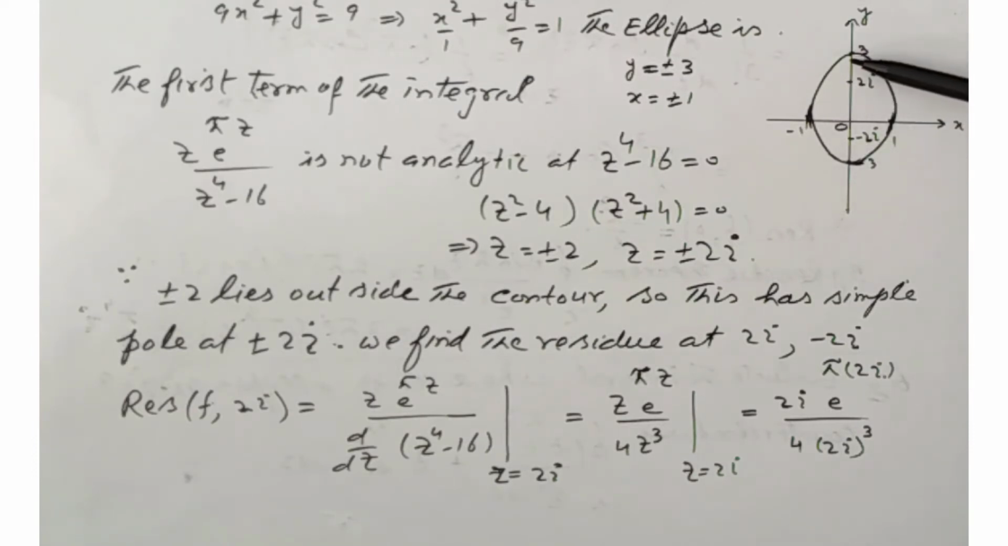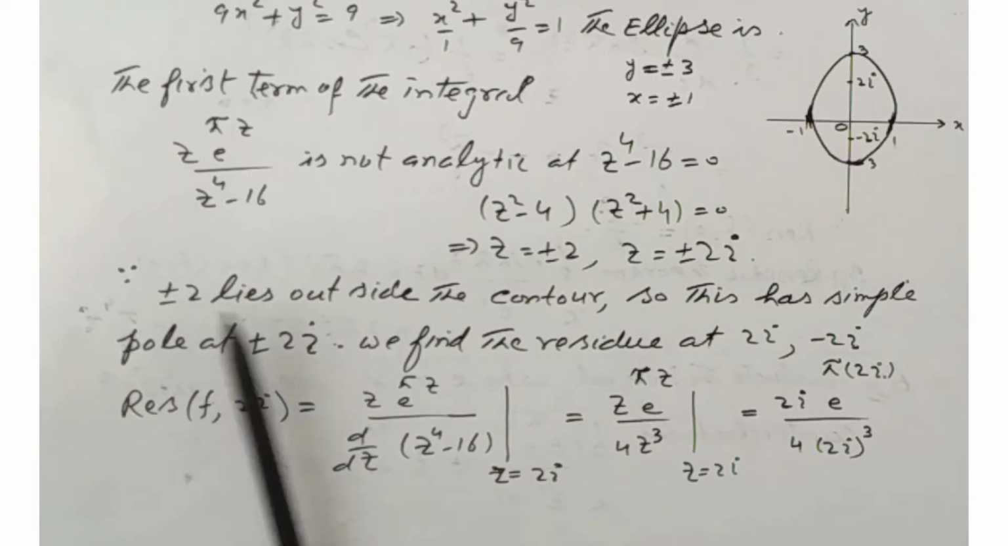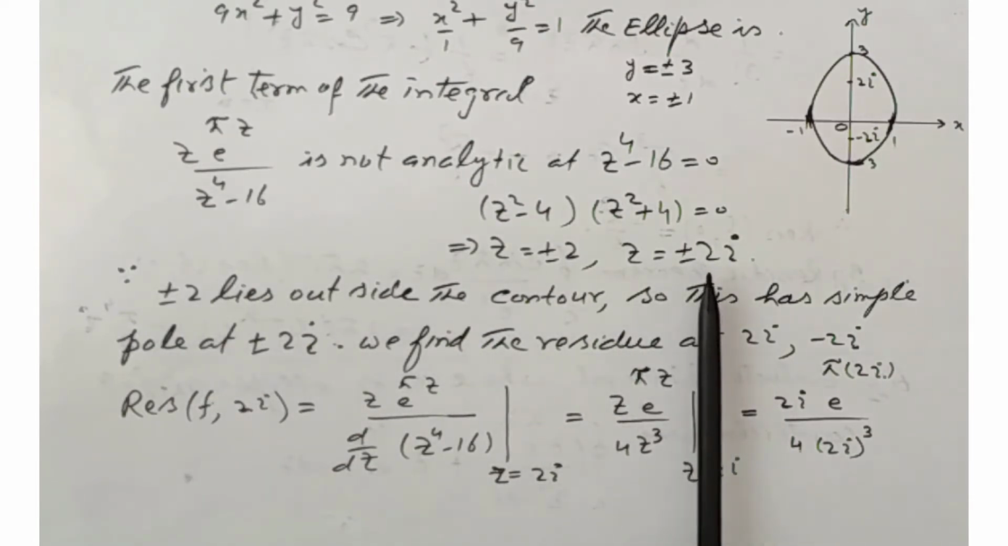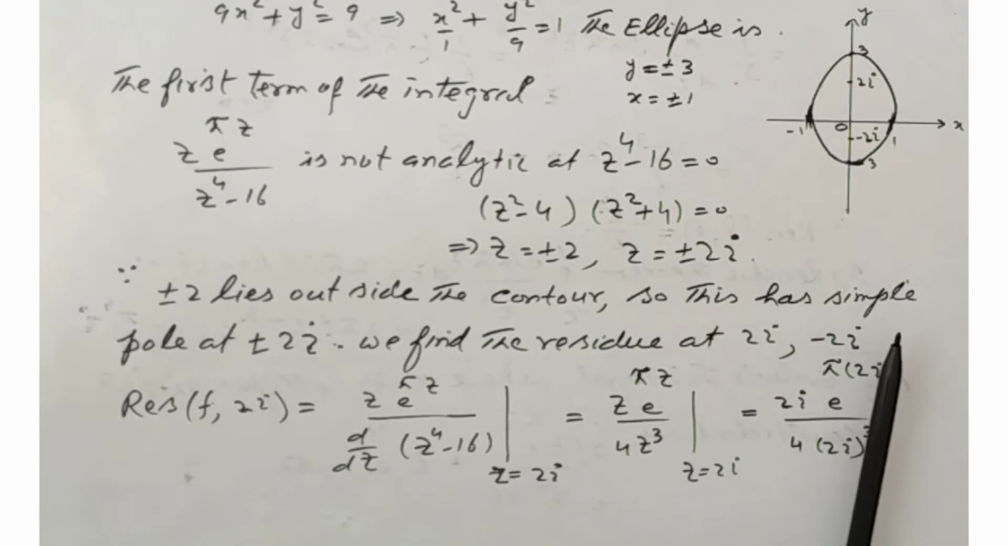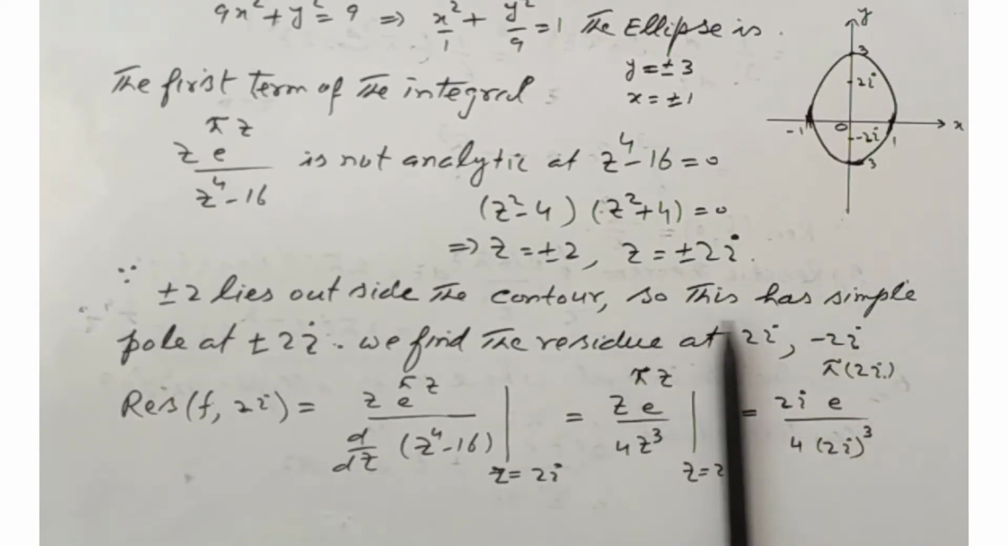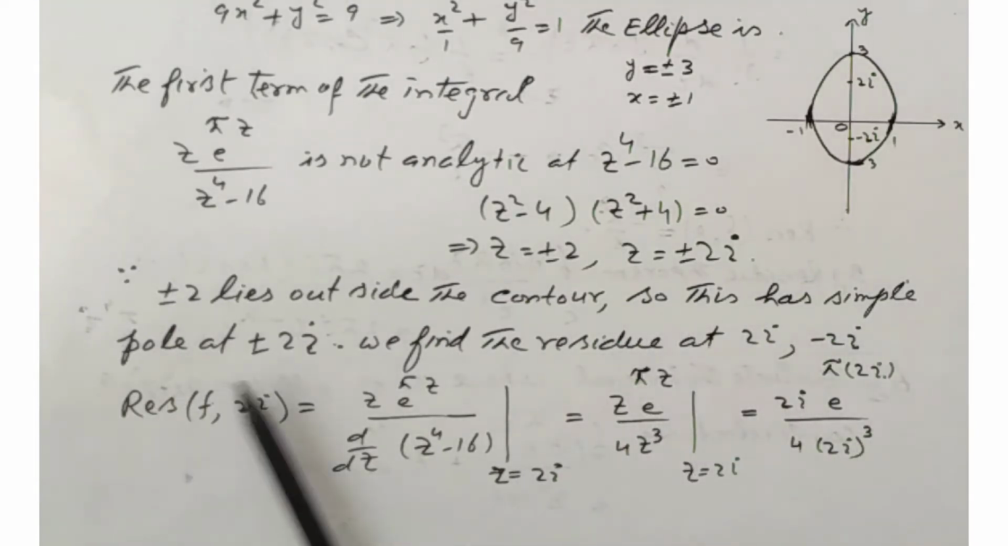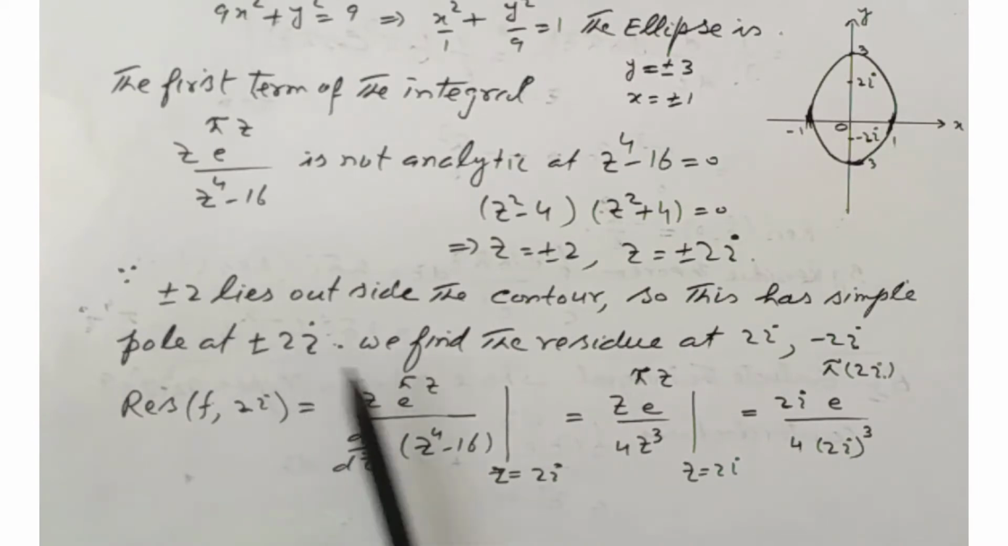Here is 3i and here is minus 3i. So 2i lies at this point and minus 2i lies at this point. So these 2 points lie inside our contour. So we find only the residue at these 2 points. These plus minus 2 lie outside the contour, so we do not discuss them, only the points z equal to 2i and minus 2i. So this has simple poles at z equal to plus minus 2i. We find the residue at 2i and again at minus 2i.